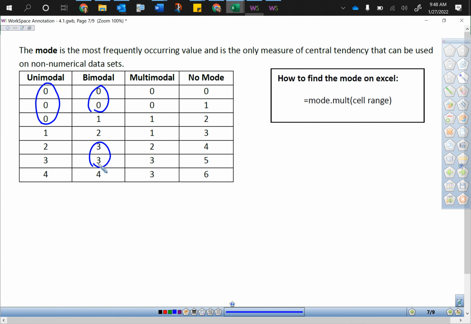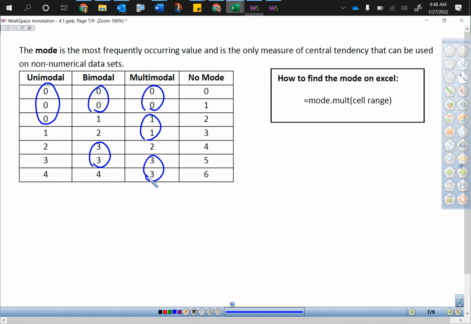Multimodal means that there's more than two. That means there could be 3, there could be 4, there could be 5, whatever. Multimodal means more than two. So here I have 2 zeros, 2 1s, and 2 3s, but only 1 2. That means we would have 3 modes here.